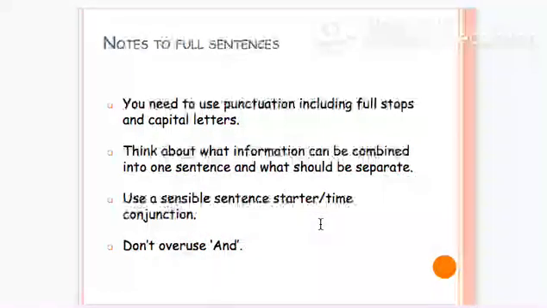So the big thing is, how can we change your notes into full sentences? So some things that you're going to need to use are definitely punctuation, including full stops and capital letters for names and places. You're going to have to think about what information can be combined into one sentence and what should be separate. You're going to need to use a sensible sentence starter or a time conjunction. And what I really don't want to see is you overusing the word and. Okay, so that's something to look out for as well.